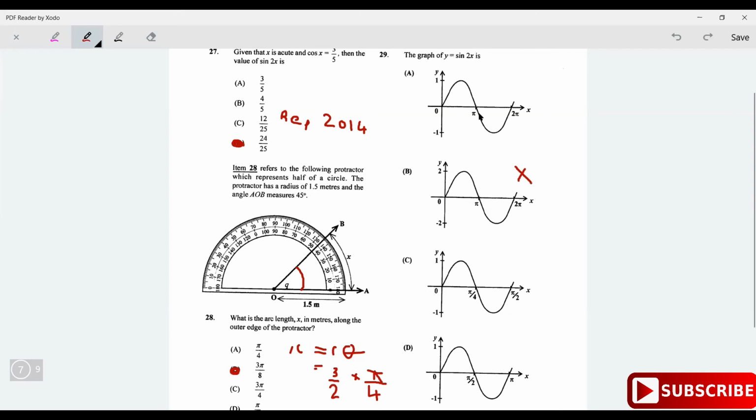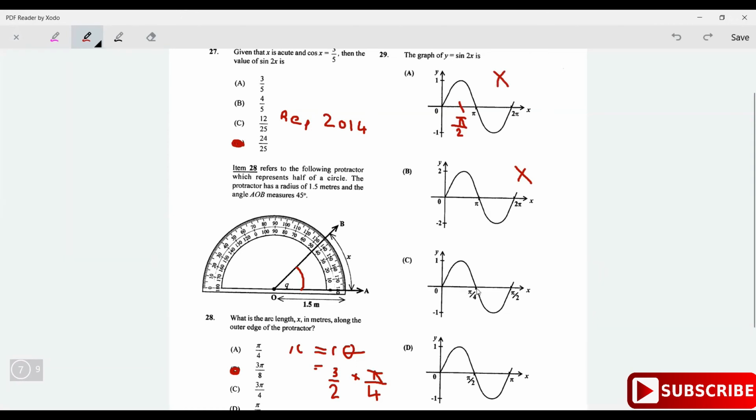Now let's look at this. When you're plugging in x as pi, do we get 0? Yes. This would be pi by 2. When you plug in pi by 2, 2 times pi by 2 is pi, and the sine of pi is 0. So this one is out. This is not matching what we're supposed to get. This one is out.